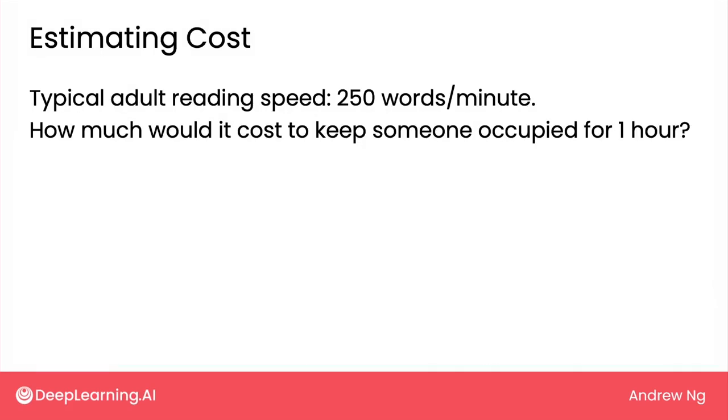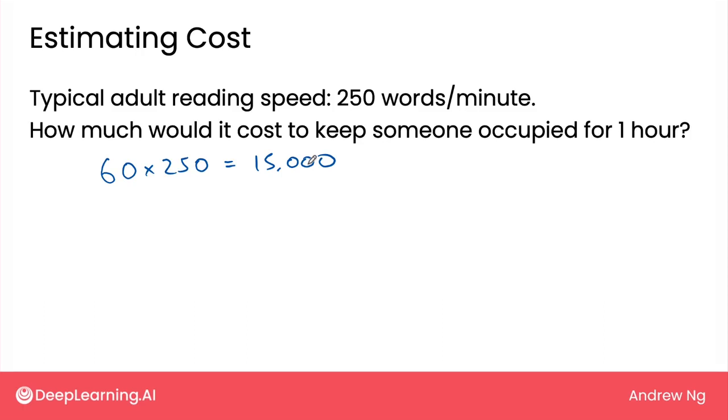So imagine that you're building an LLM application for your own team, maybe to generate text that's useful for them to read. Let's estimate how much it would cost to generate enough text to keep someone on your team occupied for an hour. So typical adult reading speed might be about 250 words per minute. So to keep someone occupied for an hour, you need to generate 60 times 250 words, which is 15,000 words that the LM has to output.